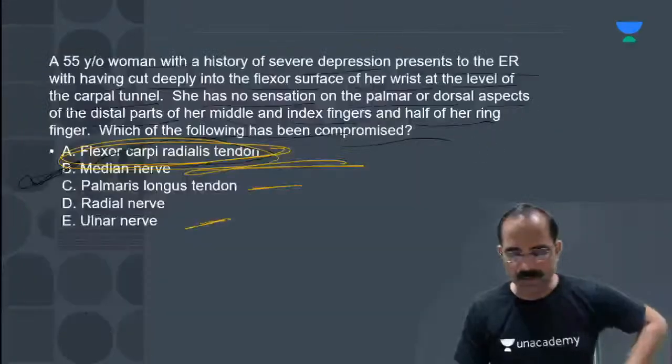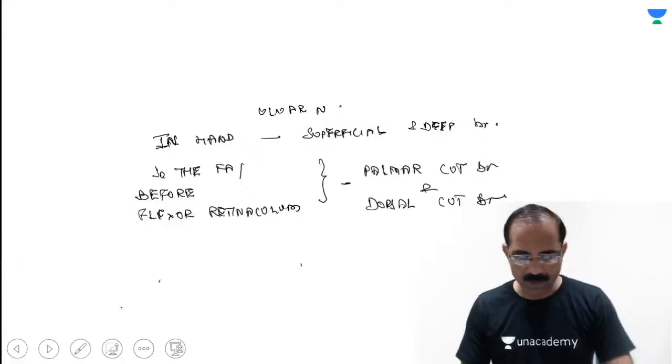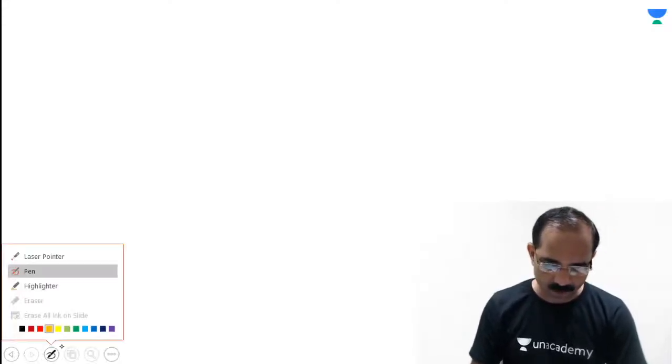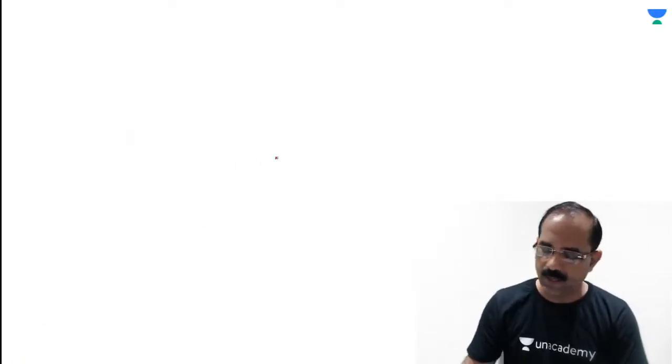Now just one thing you tell me, students. If the median nerve is injured, tell me which movement of the thumb would not be affected. Understand this now. Can anyone answer this? What are the movements of the thumb? Flexion, extension, abduction, adduction, and opposition. So, if median nerve injury happens, which movement of the thumb would be affected? We'll just make it like this. The movements of the thumb. 1, abduction. Come on students, answer this.